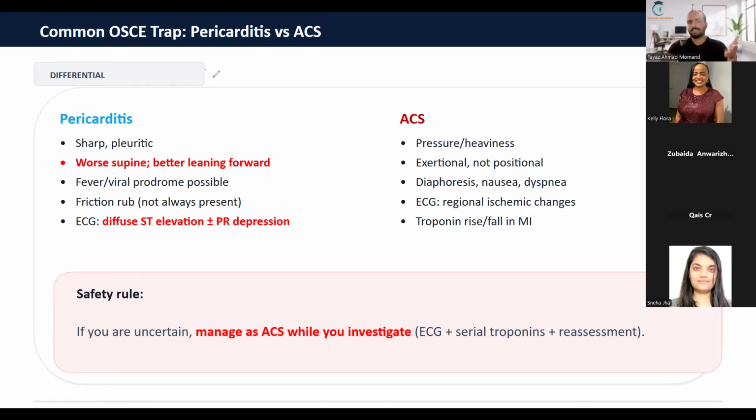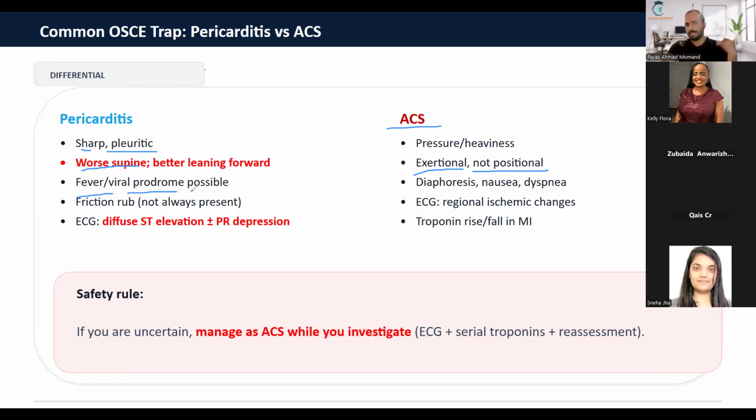Differentiating pericarditis from acute coronary syndrome: both present similarly, both have chest pain. In pericarditis, it is more sharp, more pleuritic. In acute coronary syndrome, the patient will say it feels like there is an elephant sitting on my chest, or like there is pressure on my chest. In pericarditis, pain is worse when the patient lies supine. It gets better if they lean forward. In acute coronary syndrome, pain is exertional and does not change with position.